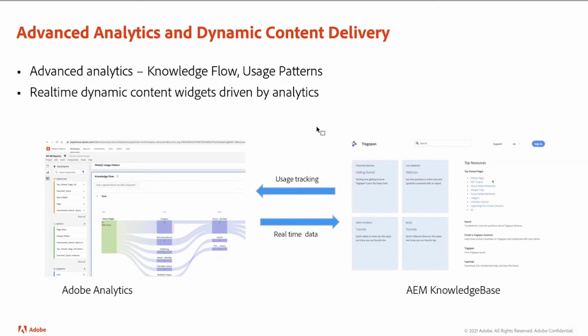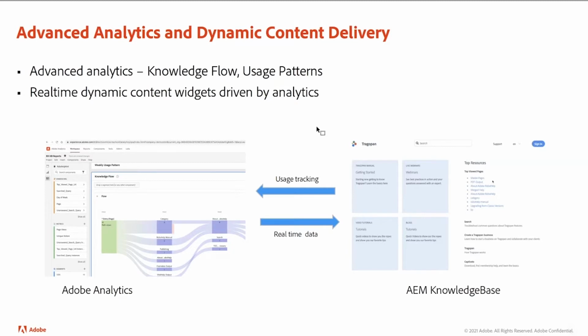For example, earlier authors would need to statically define, say, frequently used topics at the landing page. But with this reverse integration, there's no need to statically define those. This template is enabled to pull the most frequently used topics from Adobe Analytics based on actual usage data and show that to the new users coming into the system.